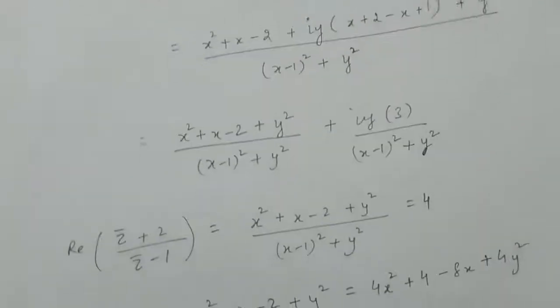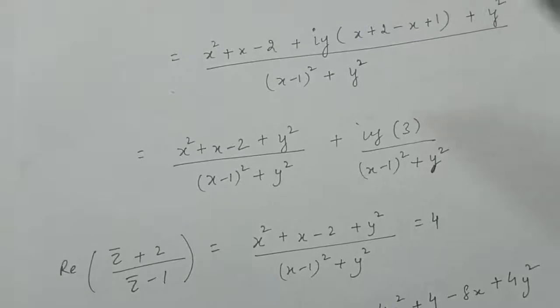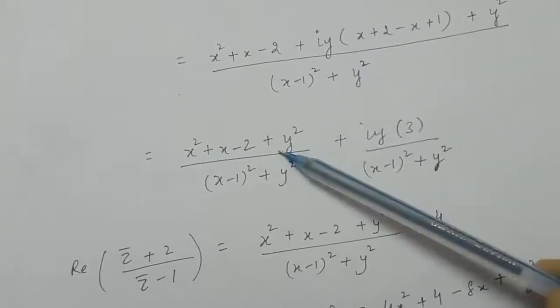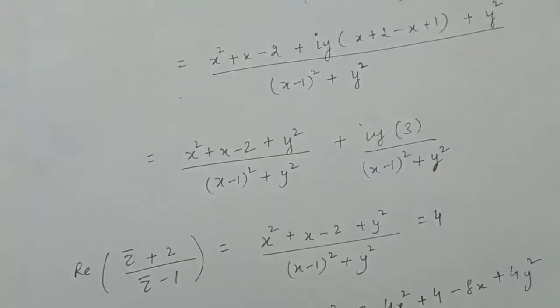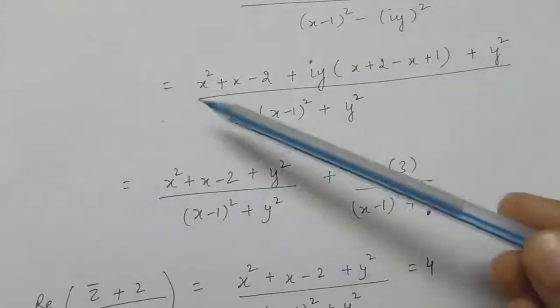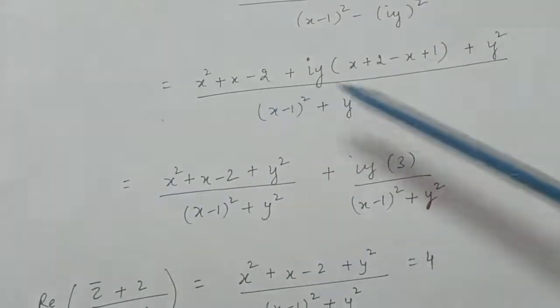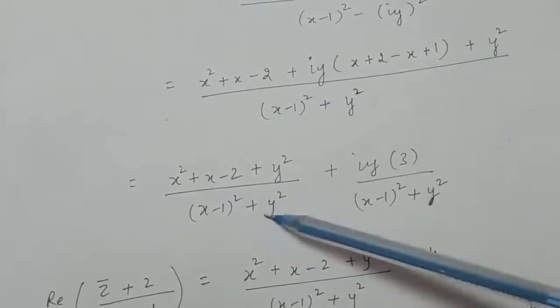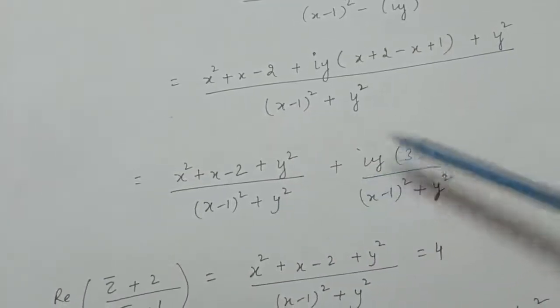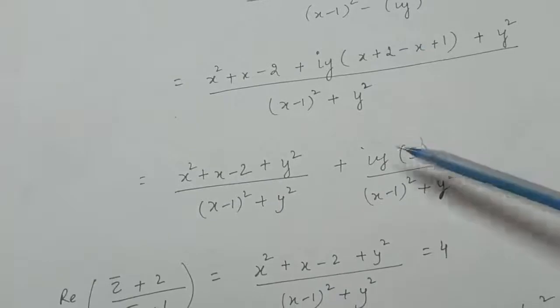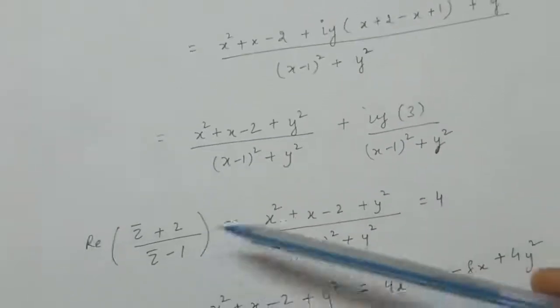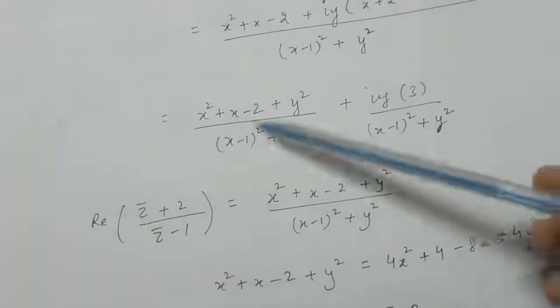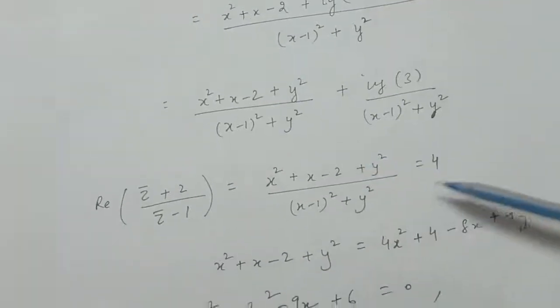Now see, because the real part is given as equal to 4, first of all write this as real part plus imaginary part into iota. So the real part will be x square plus x minus 2 plus y square upon the denominator, plus iota, and the imaginary part will be 3y divided by the denominator. The real part of this is given as 4. This is the real part, so this is equal to 4.